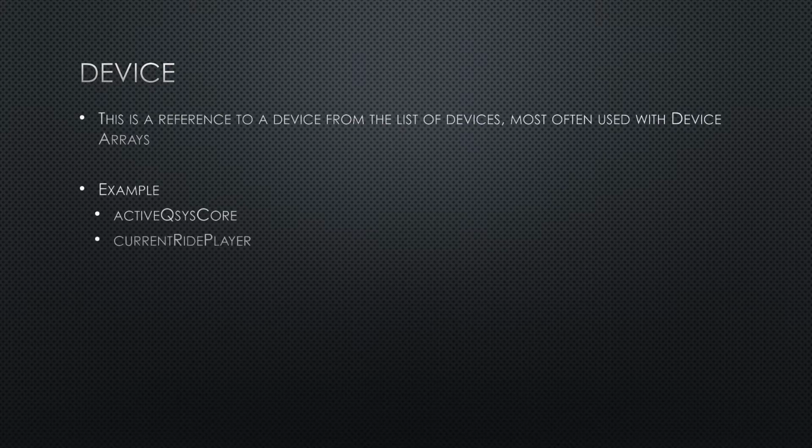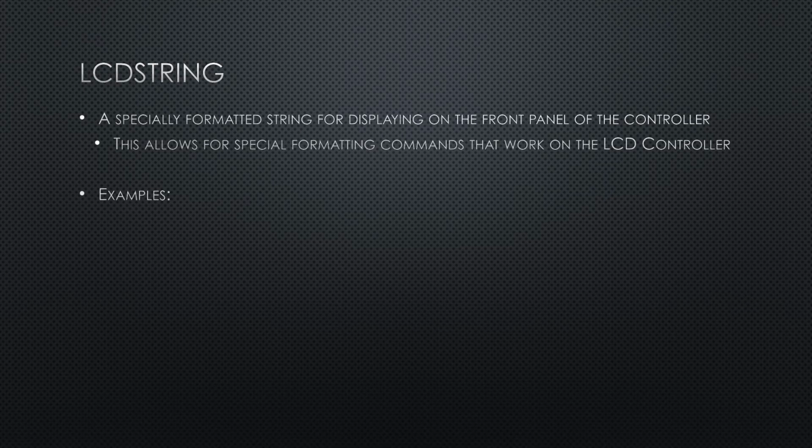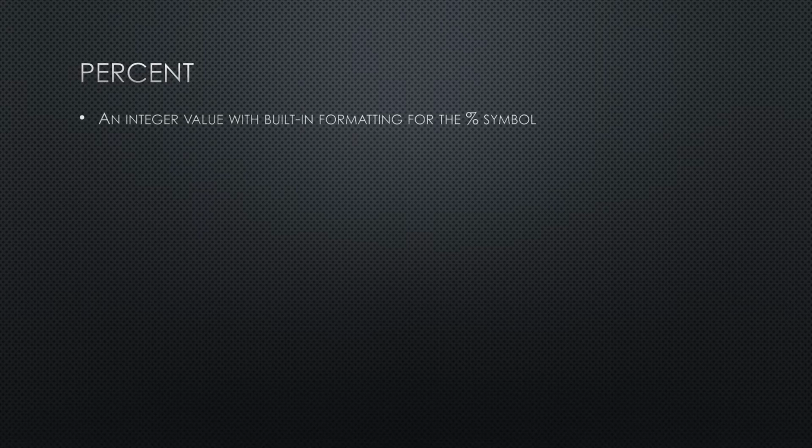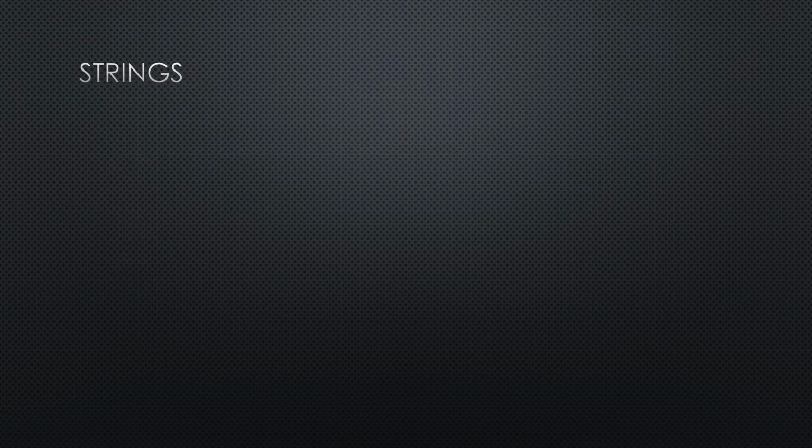This is most commonly used with device arrays, which we'll go into later in the course. Integer is a numeric value for whole numbers only. LCD string is a specially formatted string for display on the front LCD panel. % is an integer value that automatically includes support for the formatting with the % symbol. Useful for relative things like volume, panning, left-right, light intensities, etc.